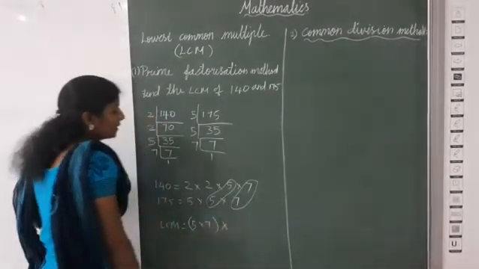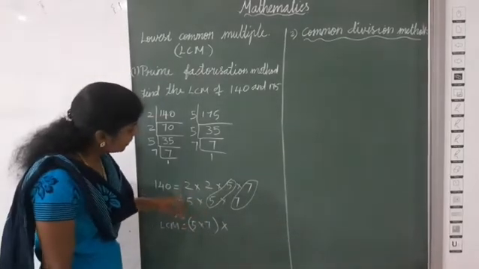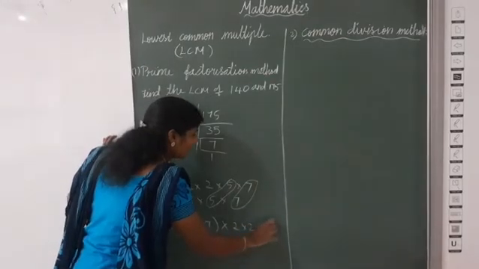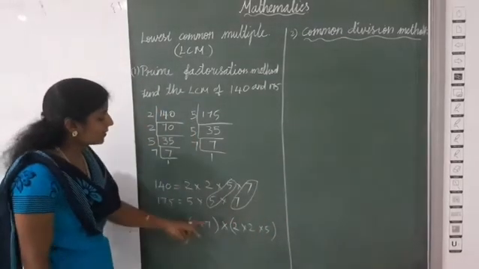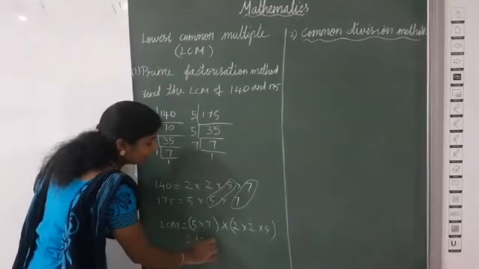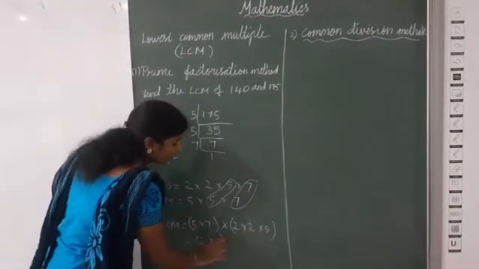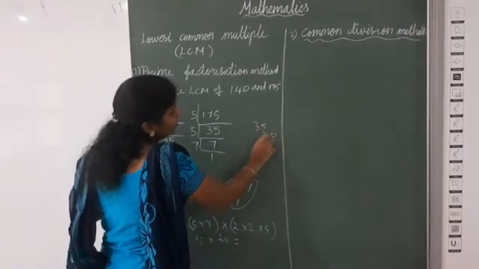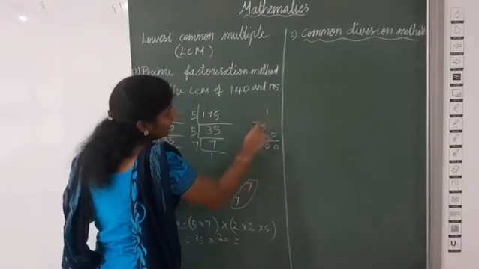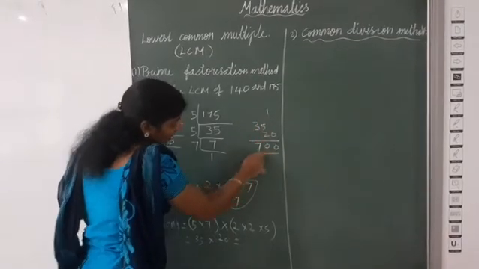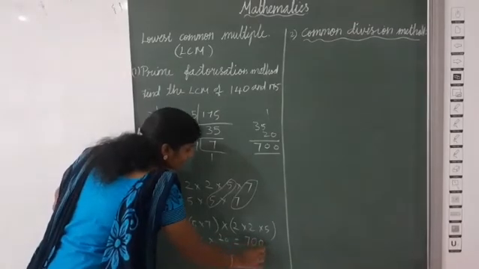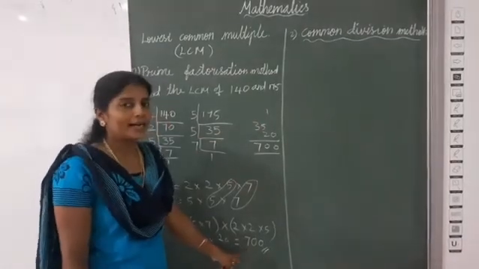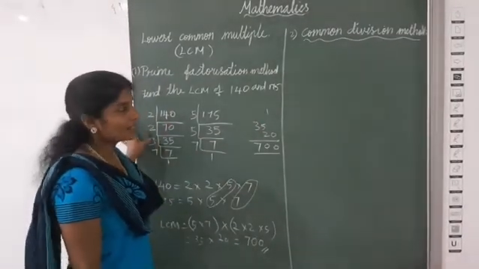Then the factors that are not common. What are the factors that are not common? 2 into 2 into 5. Then we multiply 2 into 2 into 5. Now 5 7s are 35, into 2 2s are 4, 4 5s are 20. Now we multiply 35 into 20: 0; 5 2s are 10, 1 balance; 3 2s are 6 plus 1, 7. So what is the LCM? 700. What is the LCM of 140 and 175? 700. This is the prime factorization method.